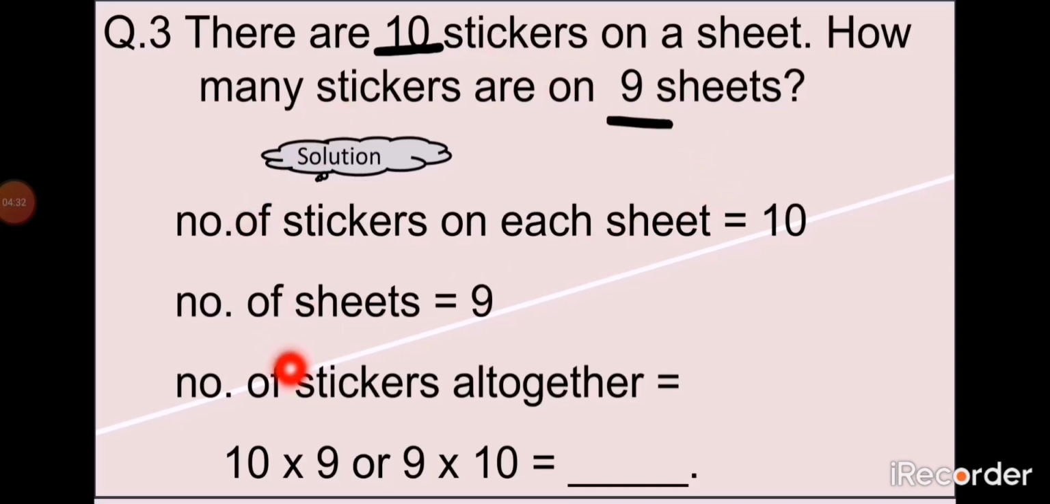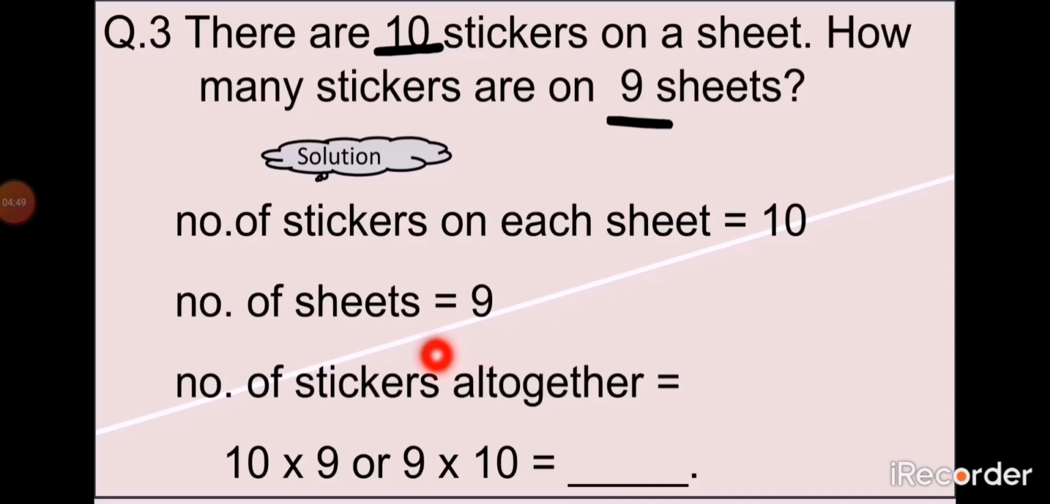Now, what are we going to find out? Look at the question again. How many stickers are on 9 sheets? In one sheet, there are 10 stickers. So, how many stickers on 9 sheets? So, the statement will be number of stickers altogether or total number of stickers. Or you can also write number of stickers on 9 sheets.